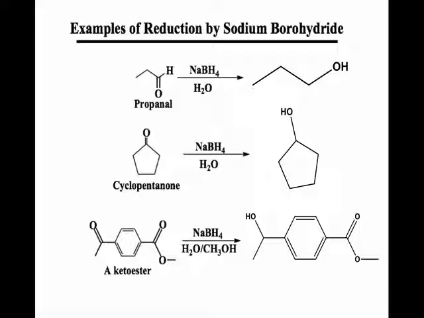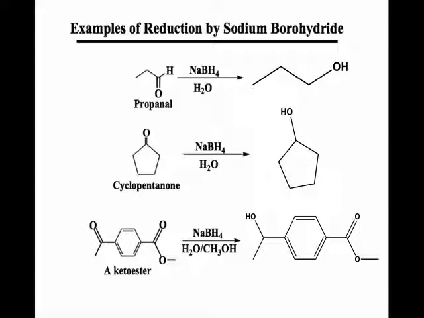Sodium borohydride is selective for the reduction of aldehydes and ketones. It typically leaves esters and carboxylic acids alone. Can I get sodium borohydride to reduce an ester? Yes, we do it all the time in my lab, but you have to add additives for that to happen. You have to convert sodium borohydride into something else before it can happen. But for the purposes of this class, sodium borohydride does not reduce esters and carboxylic acids.